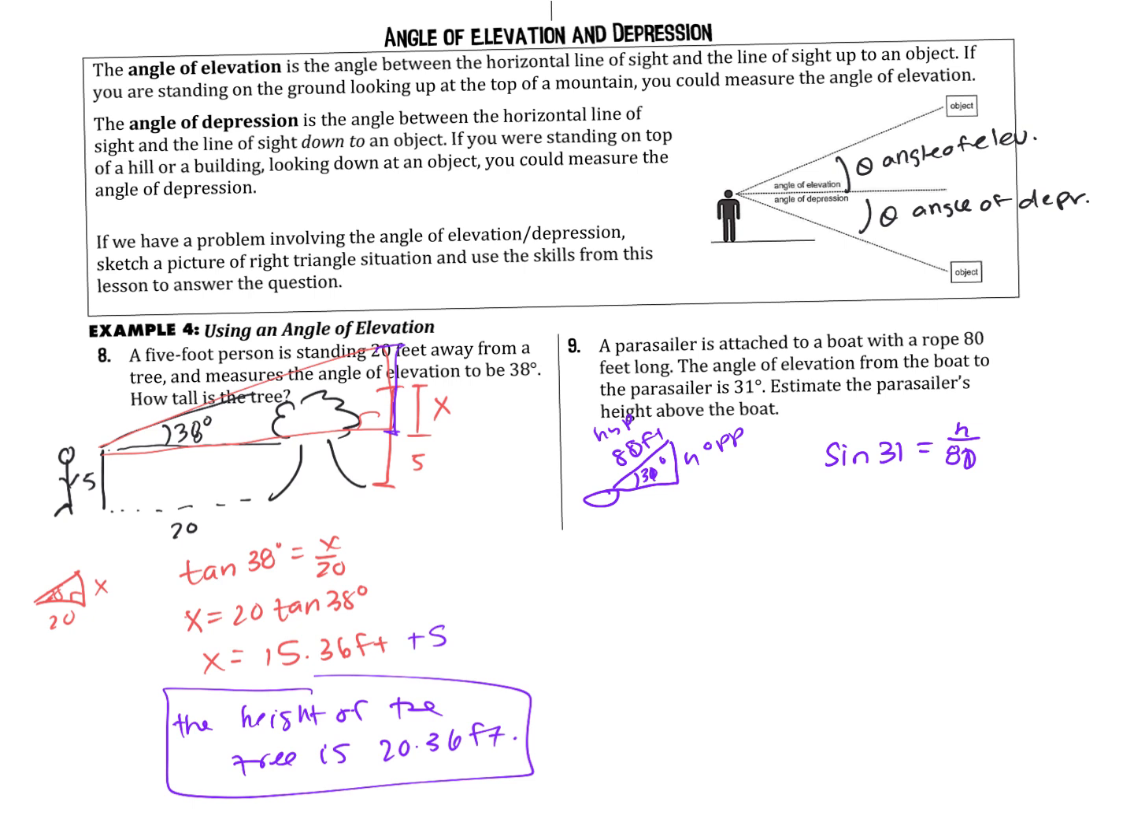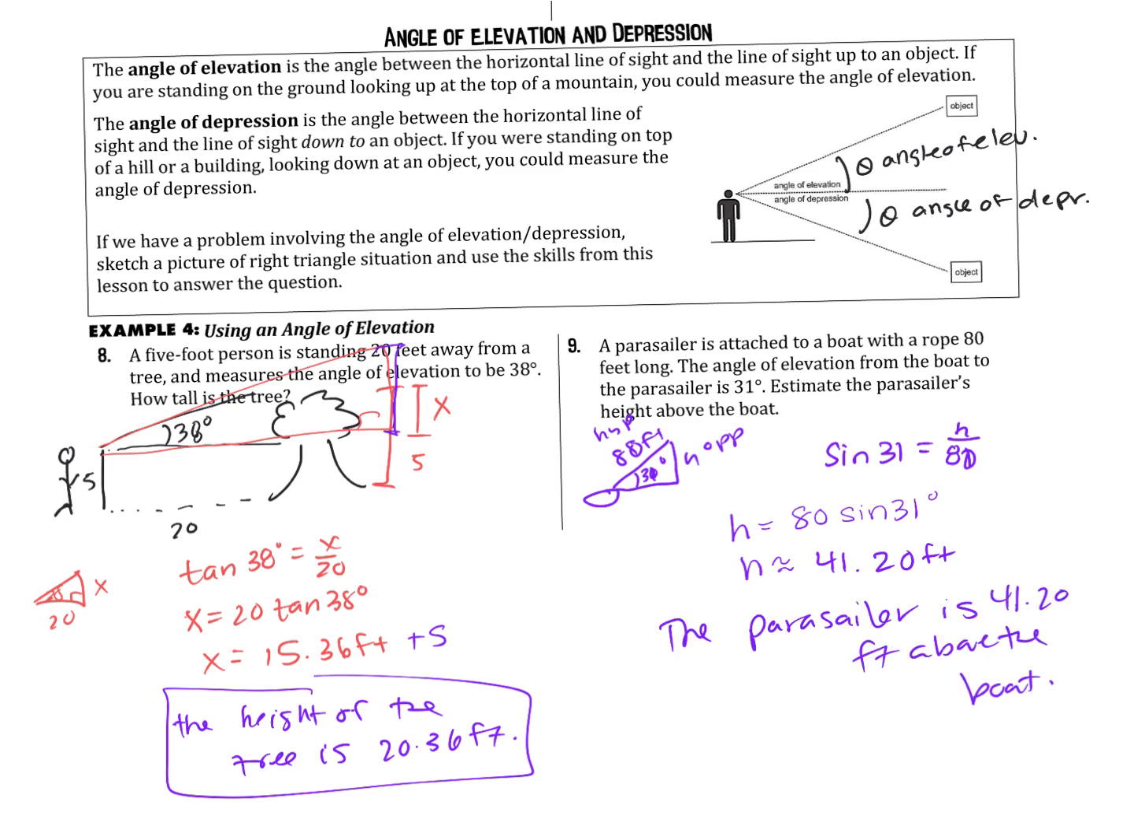So h is going to be 80 times sine of 31 degrees. So the height that we are above the boat, or that the parasailer is above the boat, is 80 times sine of 31 degrees, which is 41.20 feet, and we should write that in a complete sentence. And we're done. So let's recap what we covered in this video.